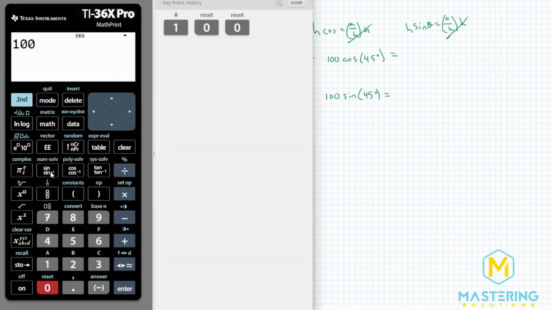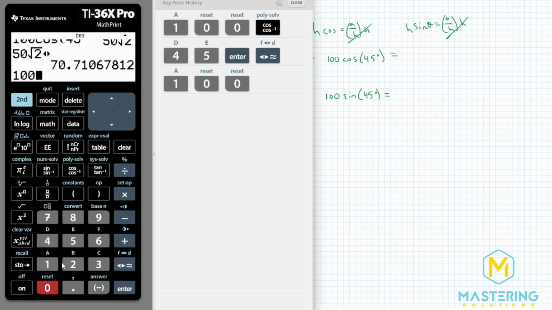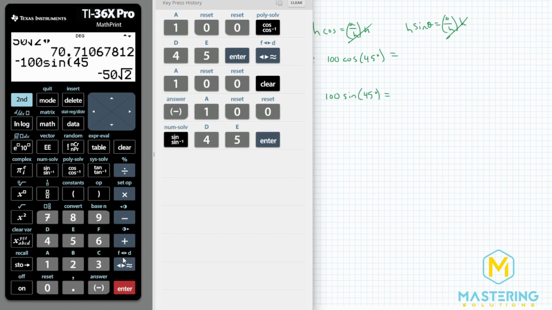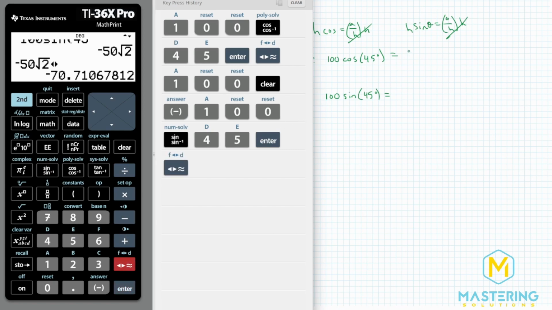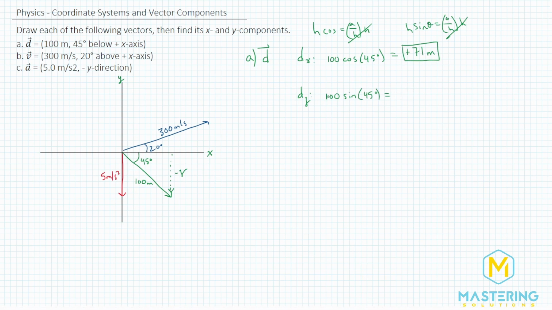So 100 times the cosine of 45 will give us the x component, or 70.7, which we can round to 71. And for the y component, we have 100, and the y component is negative, so it needs to be negative 100 times the sine of the angle 45. That gives us negative 50 root 2, so negative 71. So we have positive 71 meters for the x component, and the y component, because we're going in the negative y direction as we talked about, is negative 71 meters.